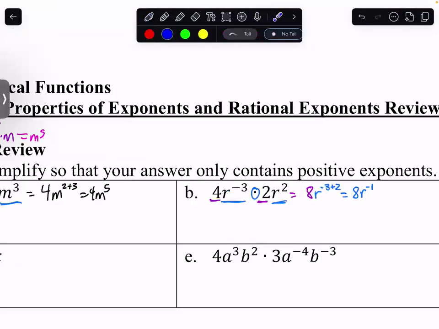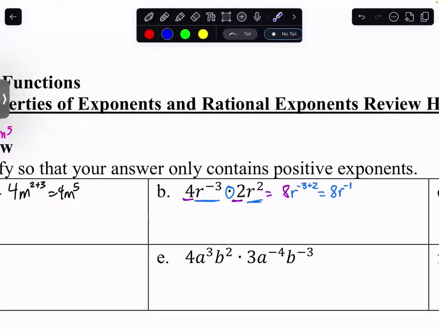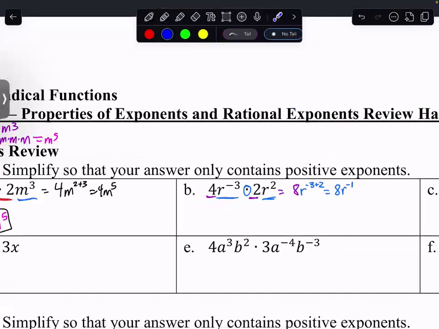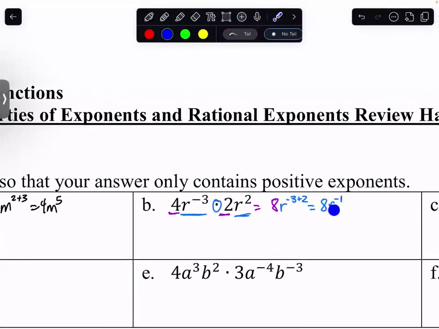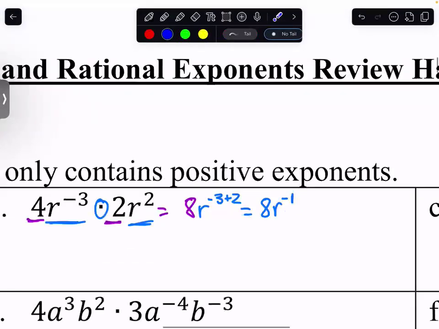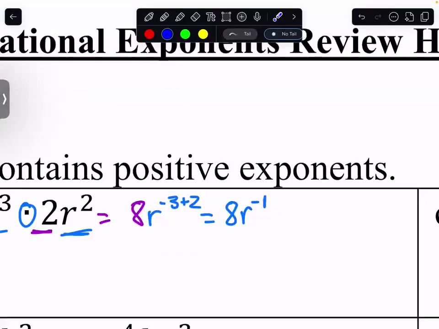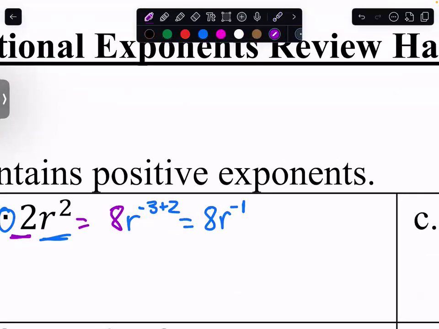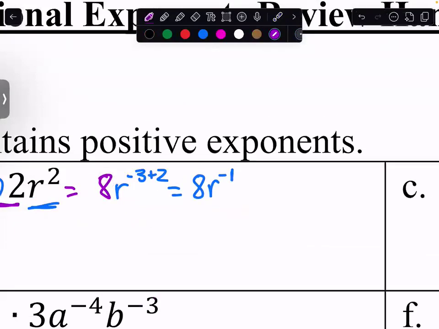Good question, I'll answer that in just a second. But first, you cannot leave your answer right here. In general, in order for your answer to be considered simplified, you can only have positive exponents. You cannot have a negative exponent. So if the negative one is on the top, move it to essentially the denominator. Right, negatives in the denominator instead of the numerator.